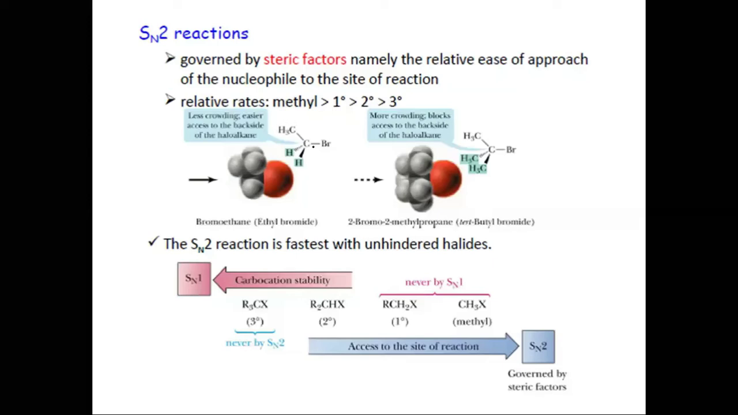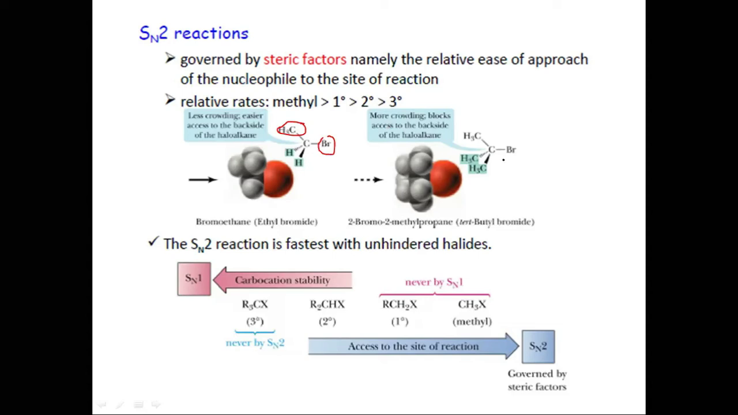Let us take ethyl bromide as a substrate. In this case, the carbon has the leaving group attached to it, and the carbon has two hydrogen atoms and then a methyl group. In such cases, there is less crowding and easier access to the backside of the haloalkane. That means the nucleophile can easily approach from the backside, because you don't have any hindering group which hinders the approach of the nucleophile from this particular side.